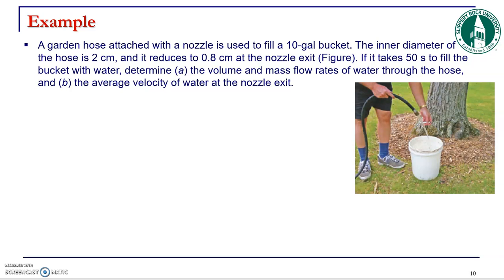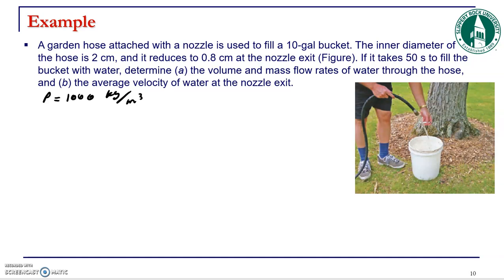Okay, so we assume that the flow is incompressible. So we assume that the water is an incompressible fluid, and it's a steady state flow again. We can assume that, and we can also assume that the density of the water is equal to 1000 kilogram per cubic meter. And what else? Let's see. So we have this information, right?